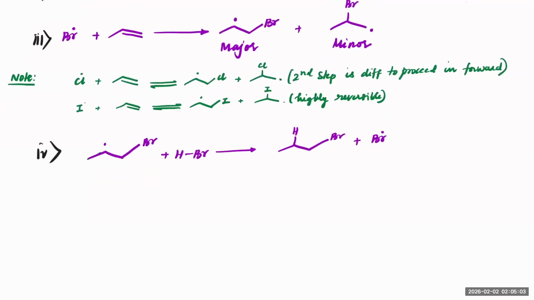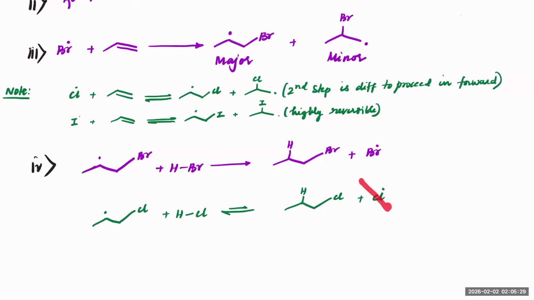The same problem is faced by chlorine as well. Even if some amount of chlorine forms here, and you expect HCl, again, breaking the H-Cl bond here becomes difficult to get this HCl plus Cl dot. This is again a highly reversible direction. So because it is a highly reversible direction, this chlorination is not observed as much as bromination.